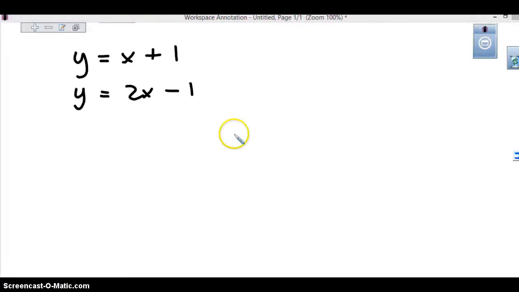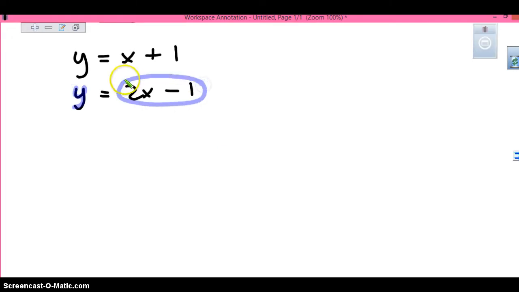y equals x plus 1 and y equals 2x minus 1. We can substitute this y into the first equation. So we would say 2x minus 1 equals x plus 1. So we're solving for x. We can solve this equation because we only have one variable.